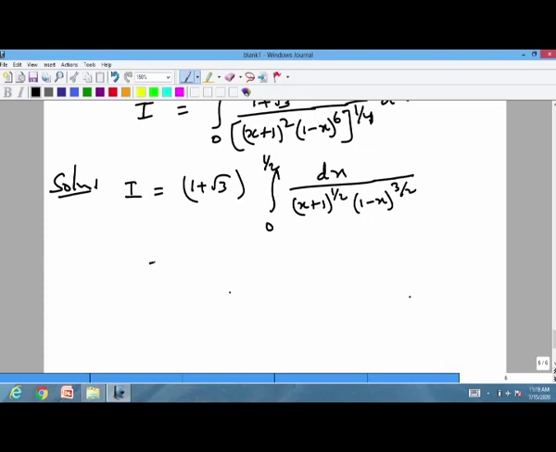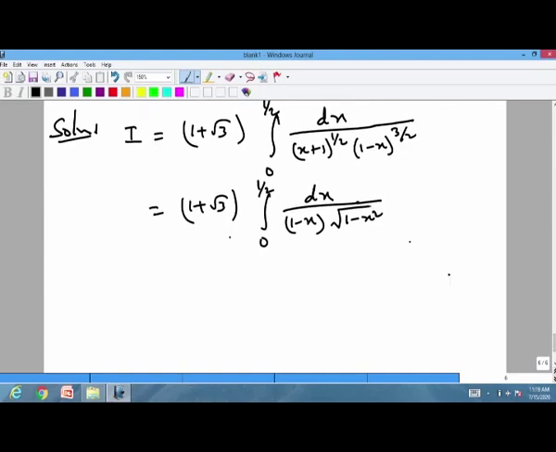So, now I will write this as 1 plus root 3 times the integral from 0 to half of dx by, I will write this (1 minus x) to the power 3 by 2 as (1 minus x) times (1 minus x) to the power half. So, we have (1 plus x) to the power half and (1 minus x) to the power half. So, that will become square root of 1 minus x square. So, we get dx by (1 minus x) times square root of (1 minus x square).